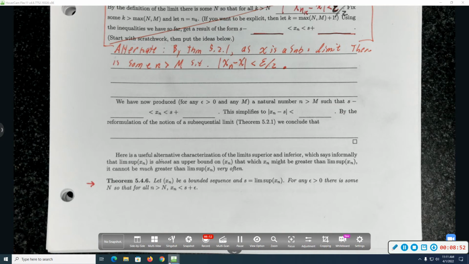So let's try to manipulate these two things. Maybe I'll do some stuff on the board. I'll move one panel farther to the side because this is going to be vaguely scratchable. Then we'll put it on the board, then we'll put it on the paper. All right, so here are the things I have. S minus epsilon less than x is less than s. And I have x sub n minus x less than epsilon over 2. And my eventual goal is x sub n minus s less than epsilon.